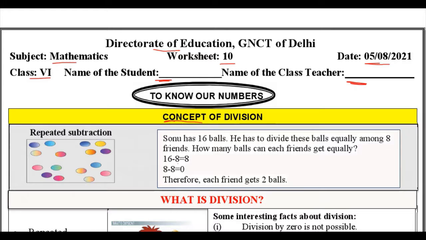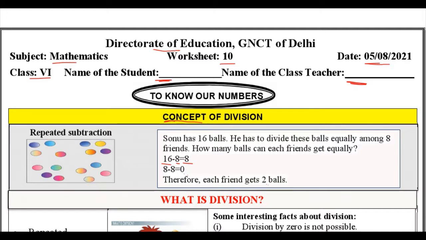Now over here, what you see is Sonu is doing what? He is subtracting 8 from 16. So 8 is the number of friends he has and 16 are the total balls. He has subtracted 8 from 16, so he gets 8. Then he again subtracts 8 from that, so now he gets 0. And then over here you can see, therefore each friend gets 2 balls. Each friend gets how many balls?